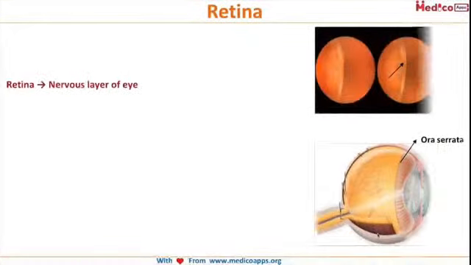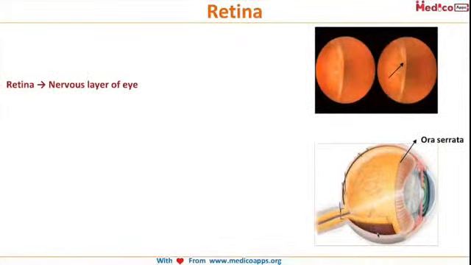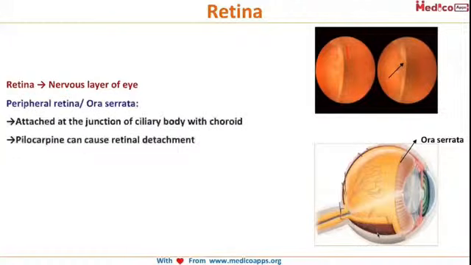The retina, the most beautiful structure of the eye, is the nervous layer of the eye, that is, it is the heart and soul of the eye. So, the peripheral retina that you are seeing over here, this ridge-like structure, is called the ora serrata. The peripheral retina is called the ora serrata, which is attached to the ciliary body, where the ciliary body and choroid meet.